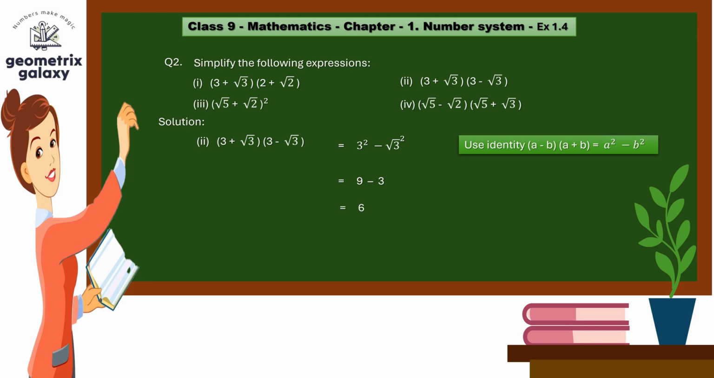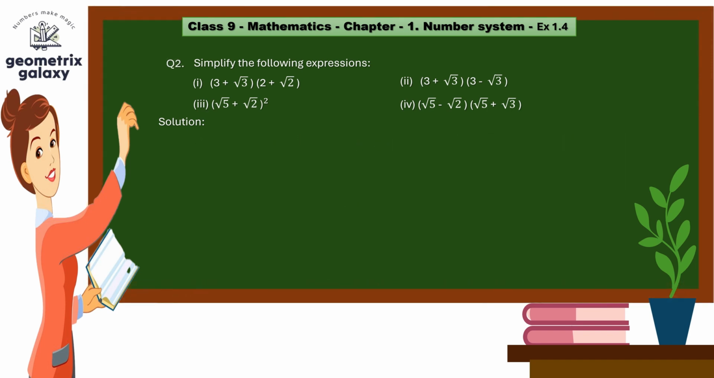Third subdivision is root 5 plus root 2 whole square. By seeing the question itself, you should come to the conclusion by what identity we should solve this question. The identity we can use here is a plus b whole square is equal to a square plus 2ab plus b square. Now a takes the value of root 5 and b takes the value root 2.